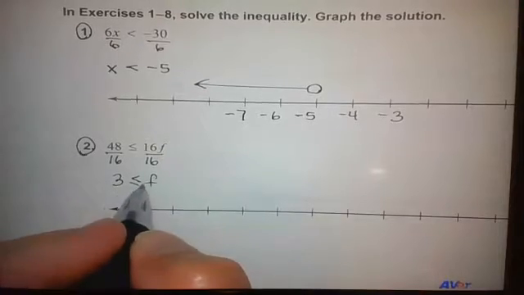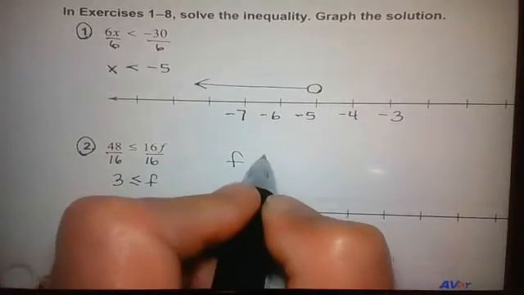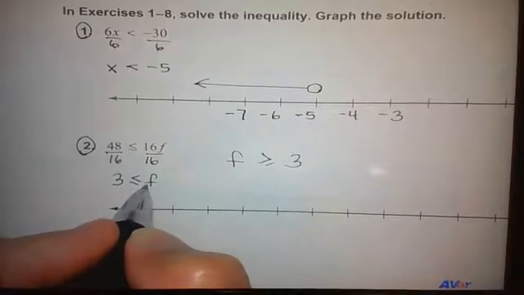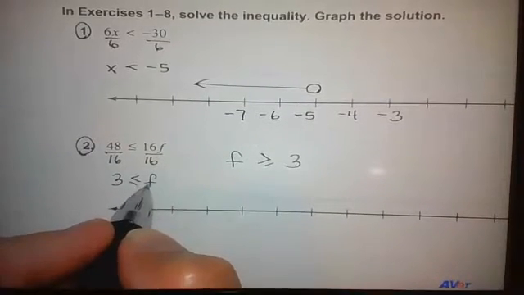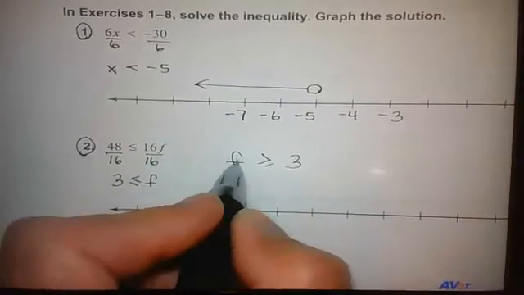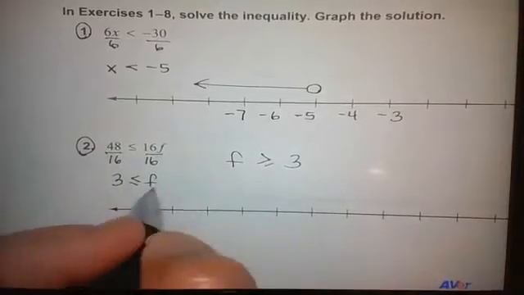But 3 is less than or equal to f. I usually don't read it like that. I usually read it with the variable on the left, or read from the variable. F is greater than or equal to 3. You can write it either way.